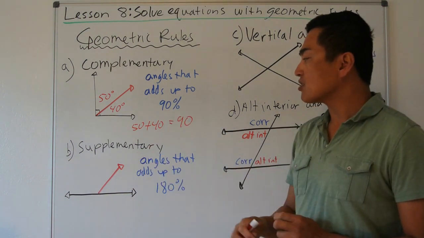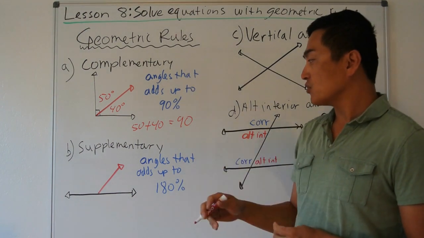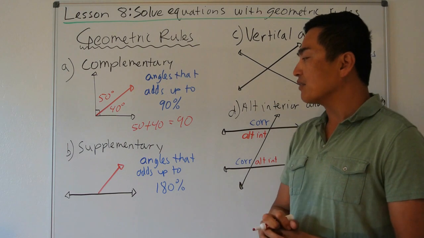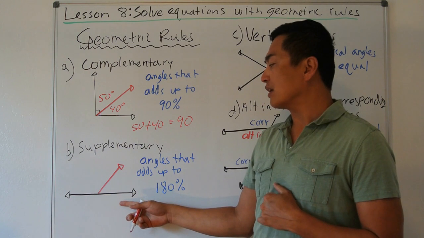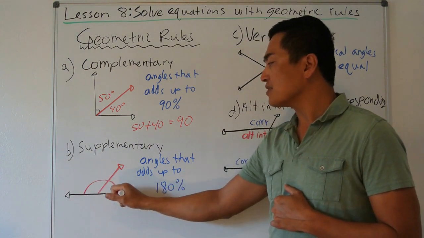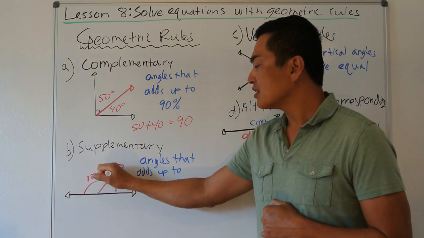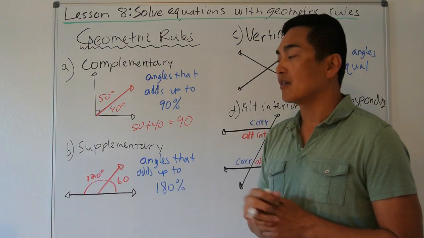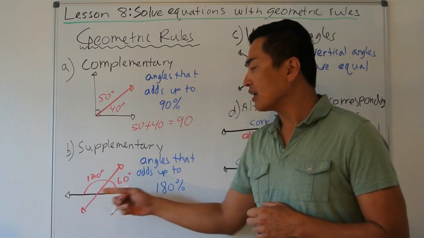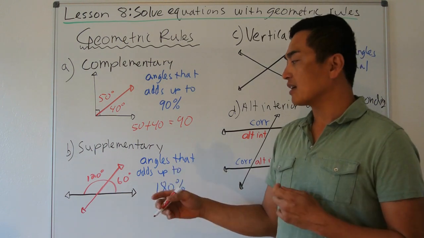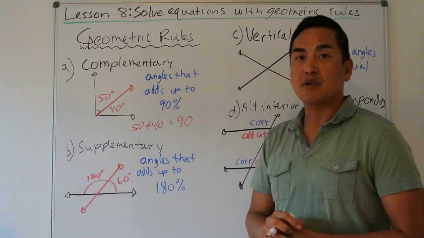This is called supplementary, probably the most important geometric rule. How do you find that? You've got to make sure it's on a straight line. Any straight line equals 180. As you can see, it forms half a circle. So for example, if this one's 120 degrees, then this one would be 60 degrees. It doesn't matter if this line cuts the other line, it's still the same thing. People always get that confused. Focus on one straight line, that will lead you to supplementary angles.